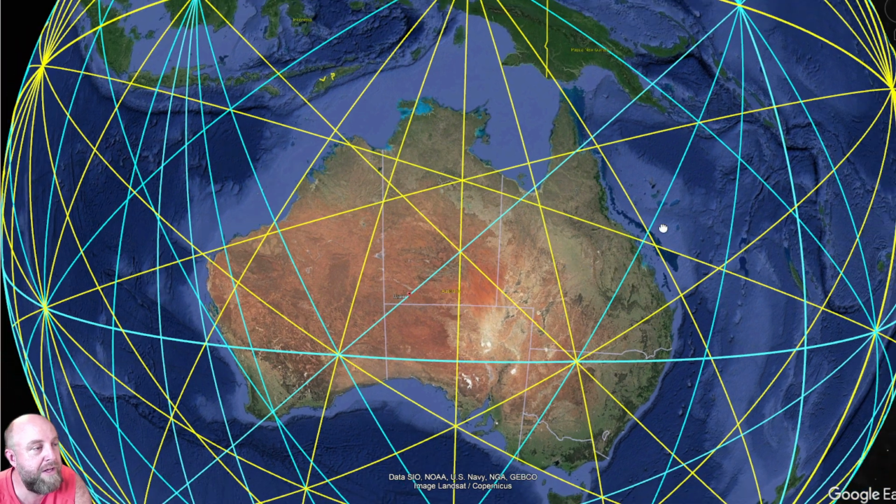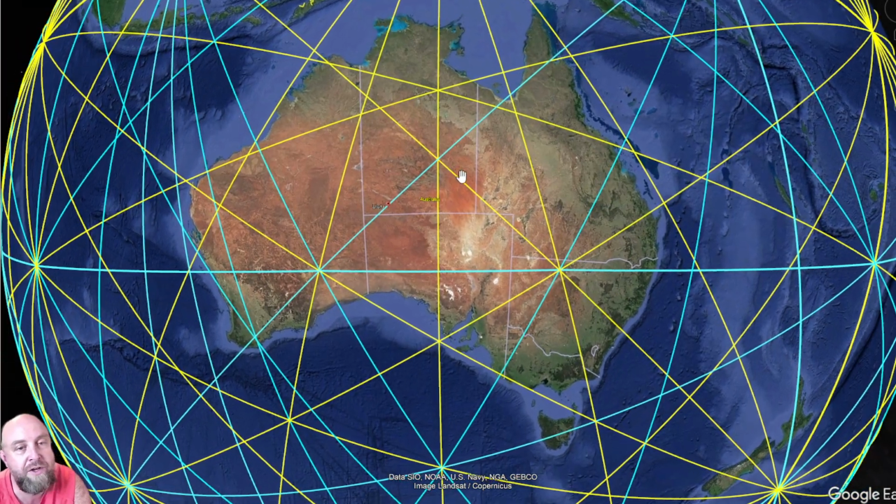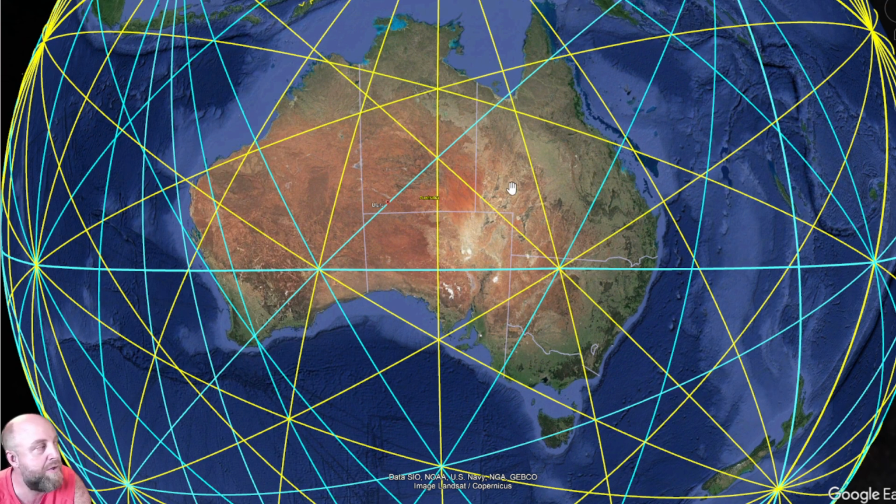Now, if anyone's been looking at this gravity well pattern for Australia and they think it looks a little bit familiar to Australian history, let's bring up a little bit of that.